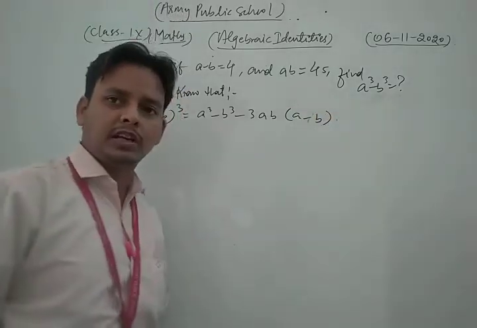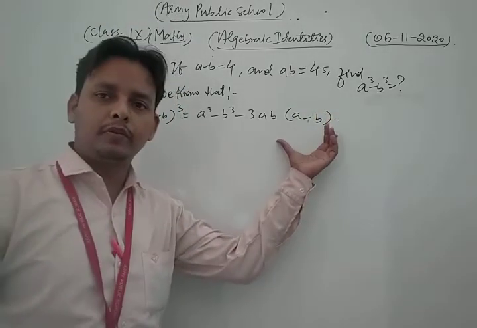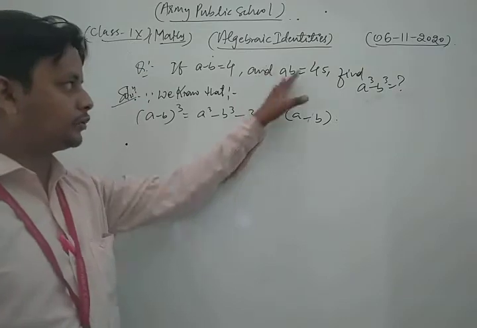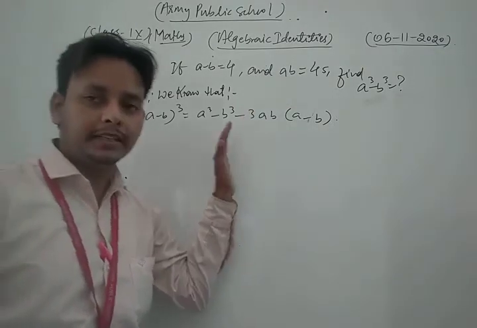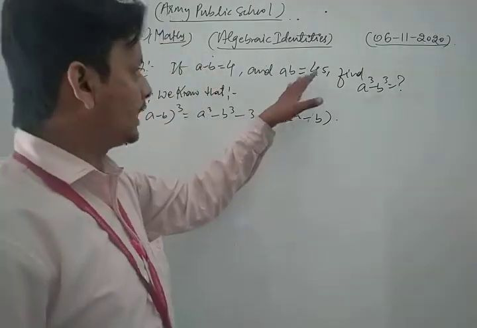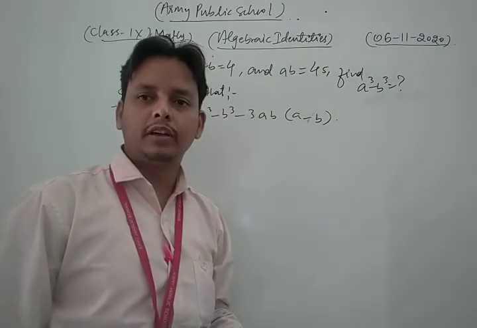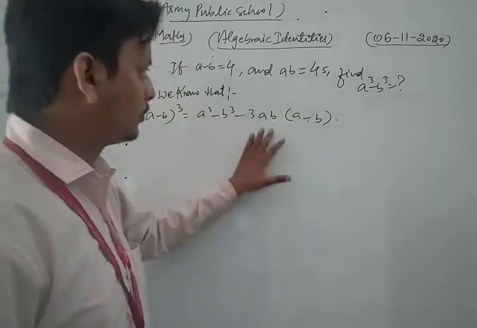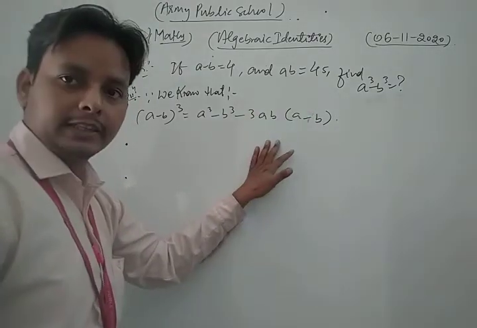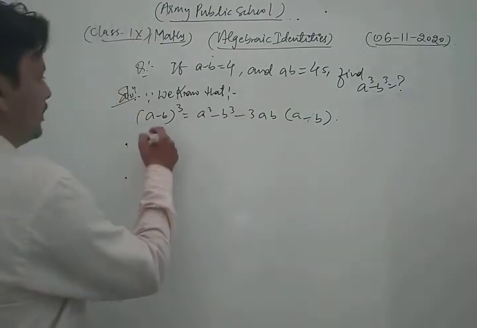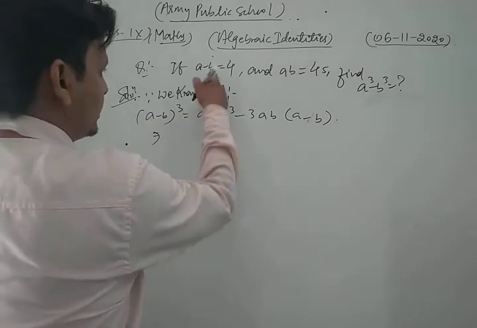In the previous class we discussed all those types of identities. Now in that question we apply that. Why do we apply that identity? Because in that question we already have the value of a minus b and also the value of a into b. So for that question we apply that identity. Now look, we put the value of a minus b as 4.